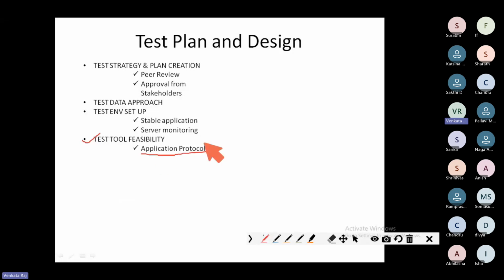It will mainly depend on the application protocol, guys. Which protocol your application uses. Now, JMeter is an open source performance testing tool. LoadRunner is a commercial performance testing tool. So definitely LoadRunner is going to support a lot of application protocols. But to use LoadRunner, your customer needs to be ready to pay the price, to purchase, to procure the license. Understood, everyone?